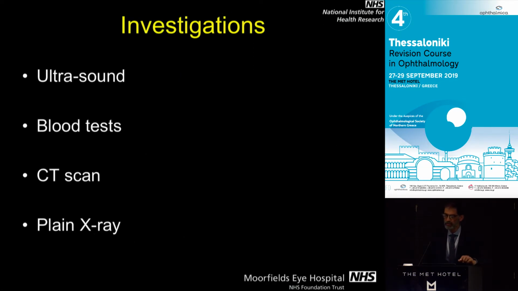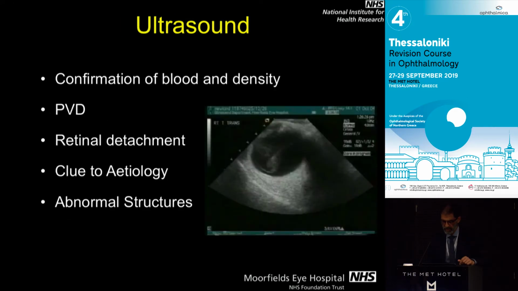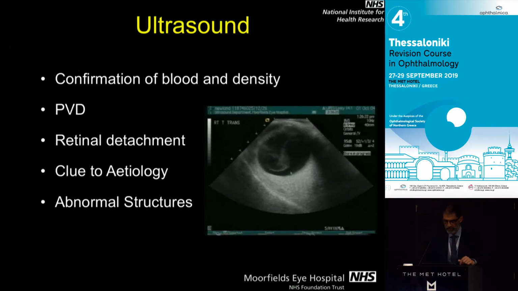How can we investigate vitreous hemorrhage when we can't see details? Of course, there are tests: ultrasound tests, blood tests, although we don't acutely do many blood tests for vitreous hemorrhage, CT scan in the case of trauma, and sometimes plain x-rays if there's a history that may allude to foreign body in the eye or orbit. Ultrasound is critical. That's the most common thing we do for vitreous hemorrhage. It confirms the blood and its density. Check for a posterior vitreous detachment and or retinal detachment, which changes the urgency. It gives sometimes a clue to etiology, and I'll show you that in the next slide. And it shows any abnormal structures to anticipate if you're going to operate.